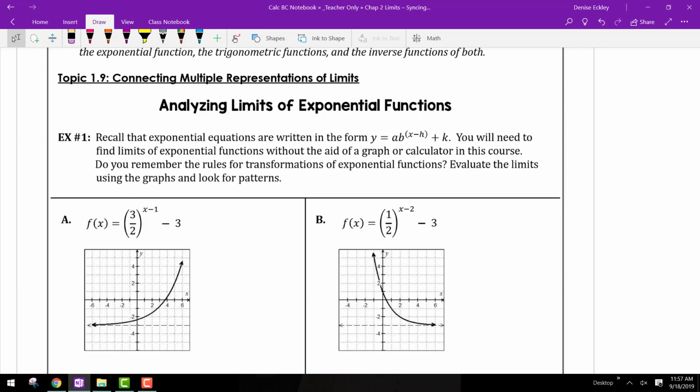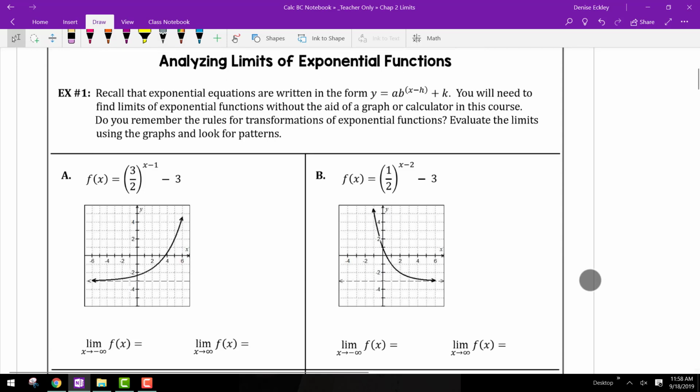Exponential equations are written in the form y equals a times b to the x minus h, plus k. You have to find limits of exponential functions, and many times, because these are such a common function, they're in the non-calculator section. So you have to remember your transformation rules to make this easier. Whether it's an increasing or decreasing function, and whether you're going to an asymptote or to negative or positive infinity, depends on knowing the rules and understanding how the reflections look. So let's start by doing some examples from the graph.